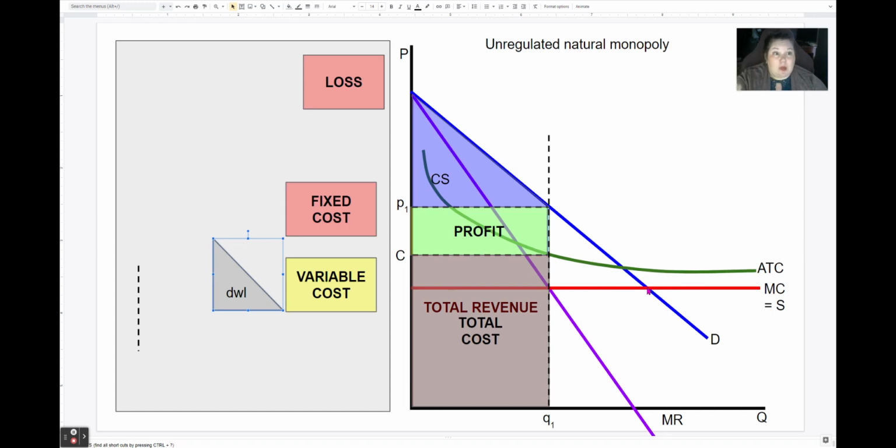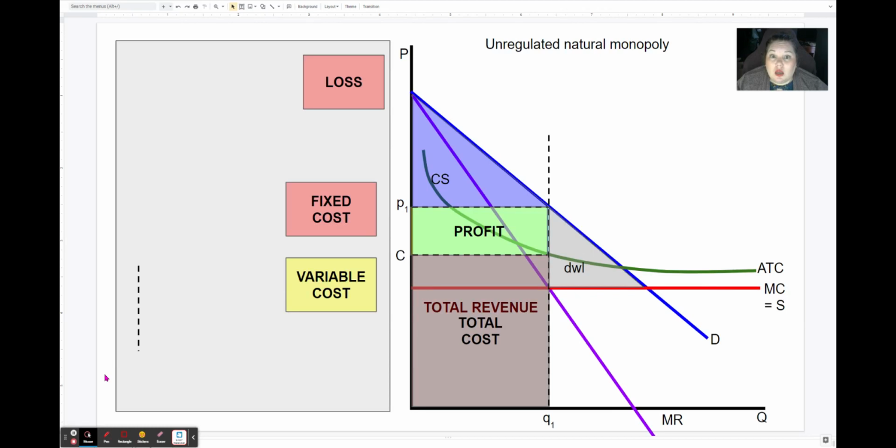So no money was spent, no money was made. So that is loss to society. We call that the deadweight loss. And it stretches all the way to the point where supply meets demand, or demand crosses the marginal cost curve. And that is it for the unregulated natural monopoly.